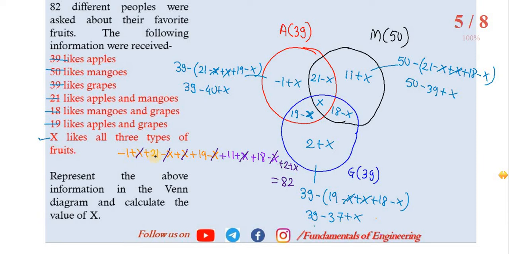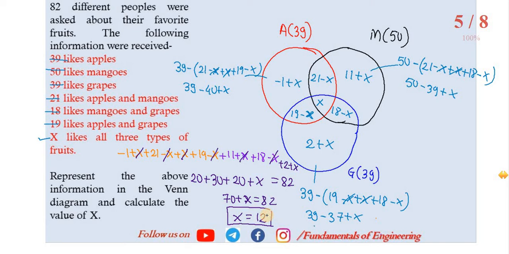So minus 1 plus 21, we are getting 20. So 20 plus 19 plus 11, how much? 30. And 18 plus 2, 20 plus x is equal to 82. So 30 plus 20 plus 20, how much? 70 plus x is equal to 82. So the missing value of x is 12.